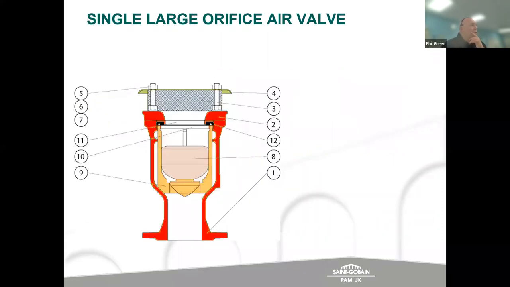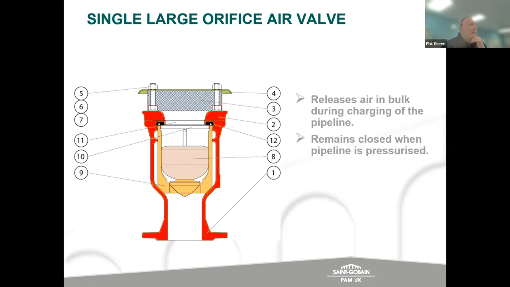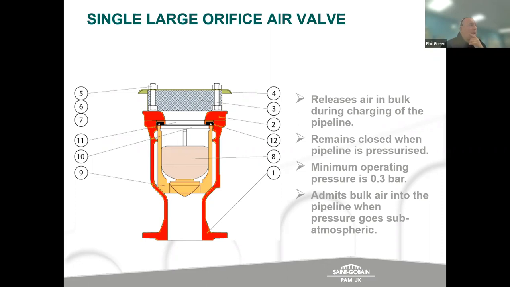We can also have single large orifice air valves, and basically what happens with these, they release air in bulk during charging of the pipeline. They generally remain closed while the pipeline is pressurized. They operate at the minimum of 0.3 bar, and then they admit bulk air back into the pipeline when the pressure goes subatmospheric. So you don't always need a double orifice air valve. You can sometimes use a single large or a single small, and we'll look at single small next.